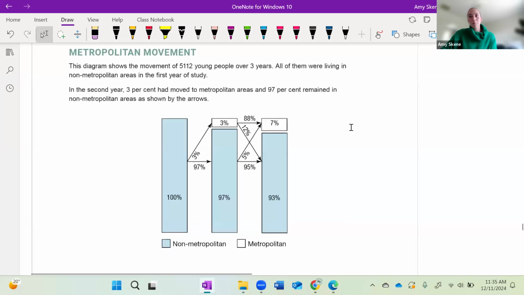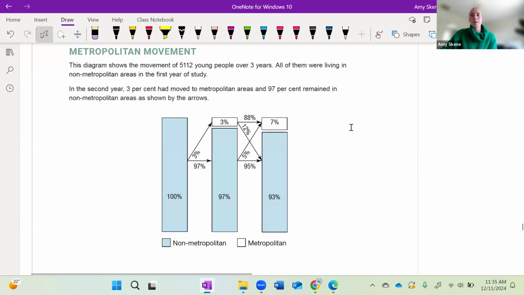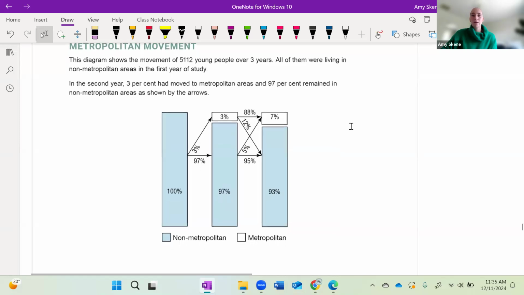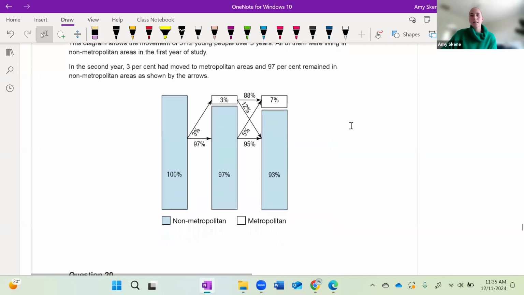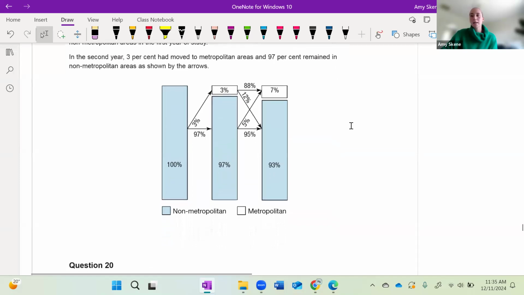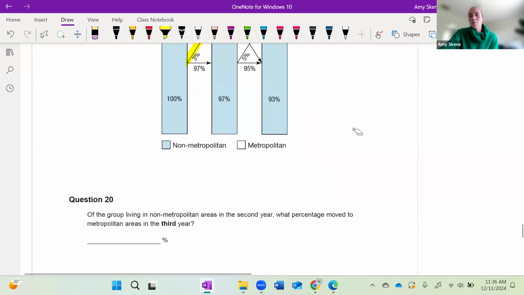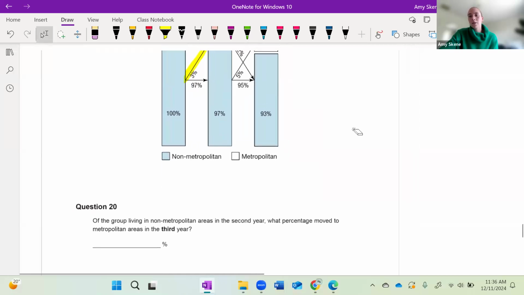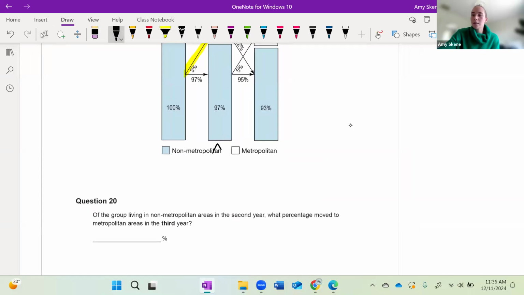Metropolitan movement. The diagram shows the movement of 5,112 young people over 3 years, all of them living in non-metropolitan areas in the first year of study. In the second year, 3% had moved to metropolitan areas and 97% remained in non-metropolitan areas. So when it says 3% has moved, I noticed that the 3% change from non-metropolitan in blue to metropolitan in white is 3% there.